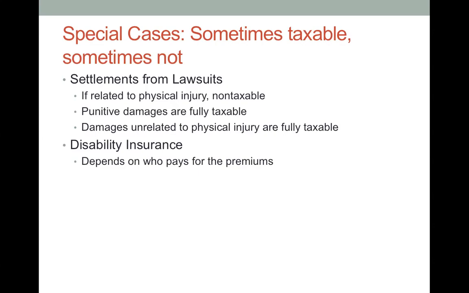So if you sue someone and you receive a settlement and the settlement is for physical injury, generally it's not taxable. If it's for anything else, like defamation of character or something, then it is taxable. Okay, so the determination is whether or not you've incurred a physical injury and the payments are for that injury. Okay, injury related, generally non-taxable. Non-injury related, generally taxable. Punitive damages are always fully taxable.